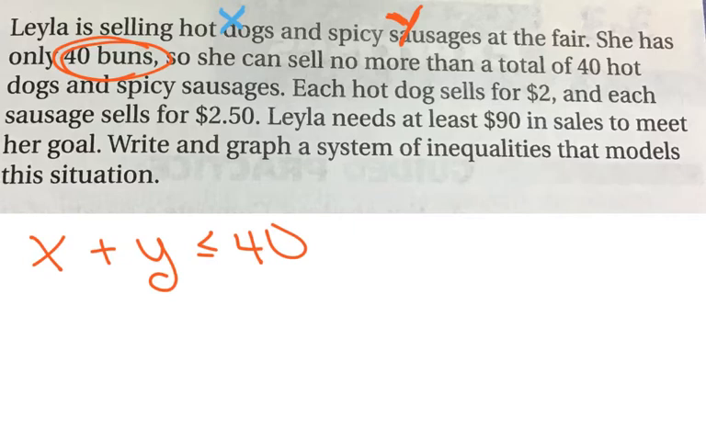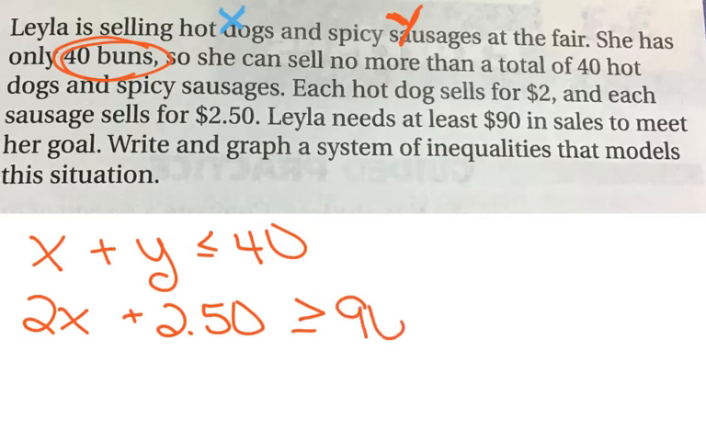We have the money one. So let's look at the money. So the hot dogs are selling for $2. The sausages are selling for $2.50, and she needs to make at least $90, so greater than or equal to 90. Okay, so these are our two equations on here.